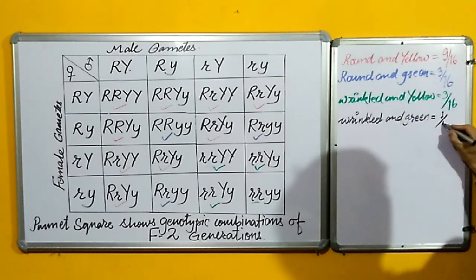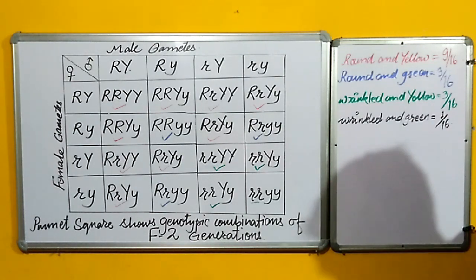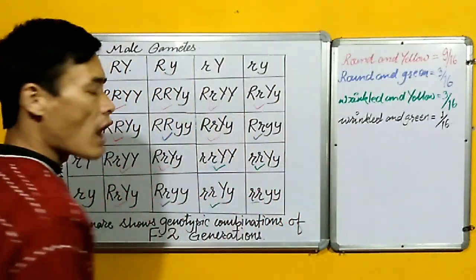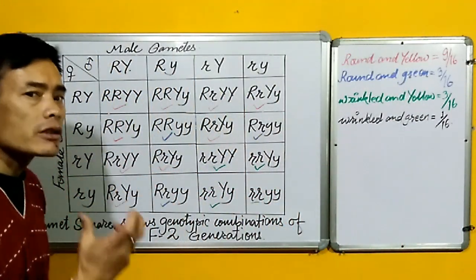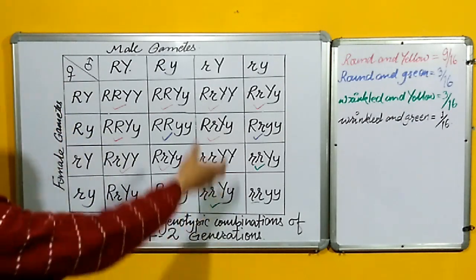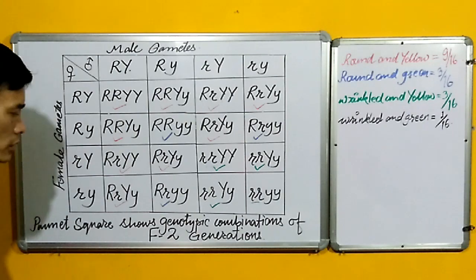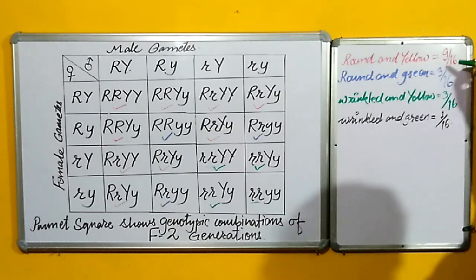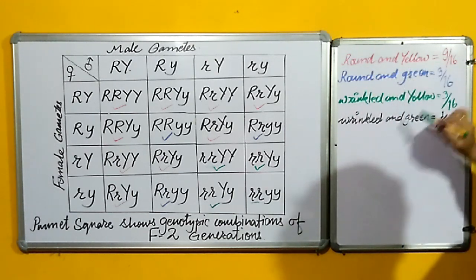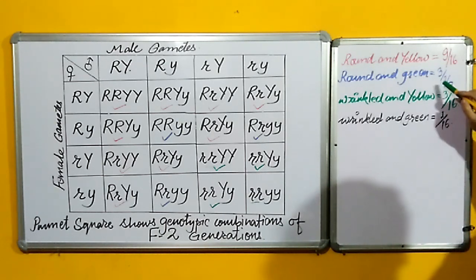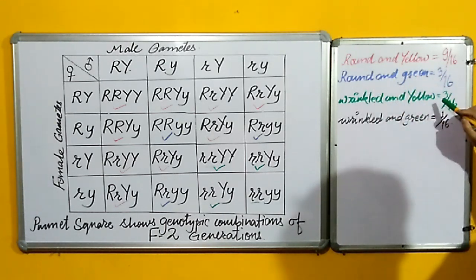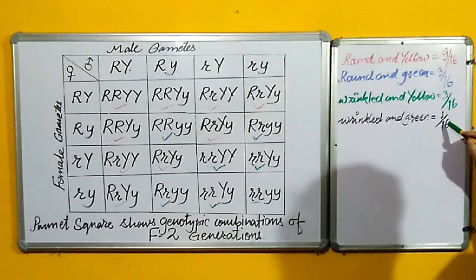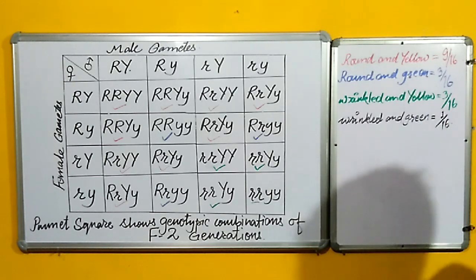So here we come to understand, out of the 16 combinations, as far as the expression of the characteristics is concerned, these genotypic combinations will show 9 individuals out of the 16 individuals are round and yellow. 3 individuals out of the 16 individuals are round and green. 3 other individuals are wrinkled and yellow, and 1 individual is wrinkled and green.